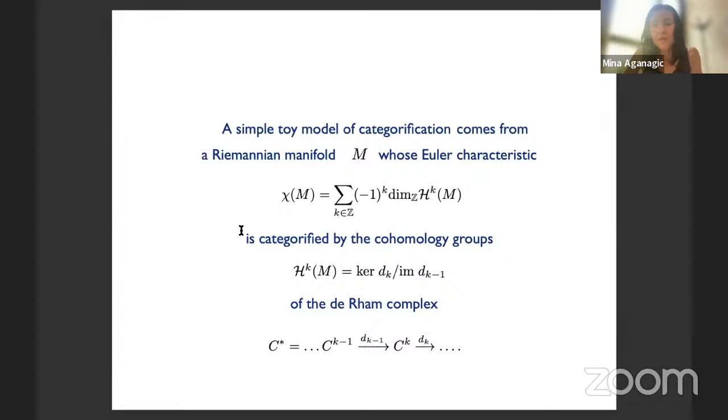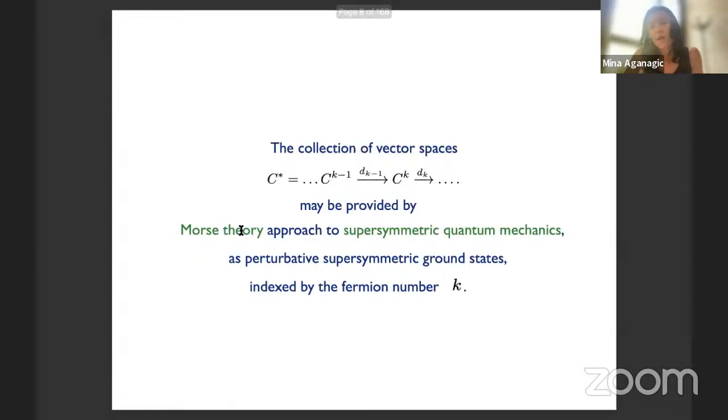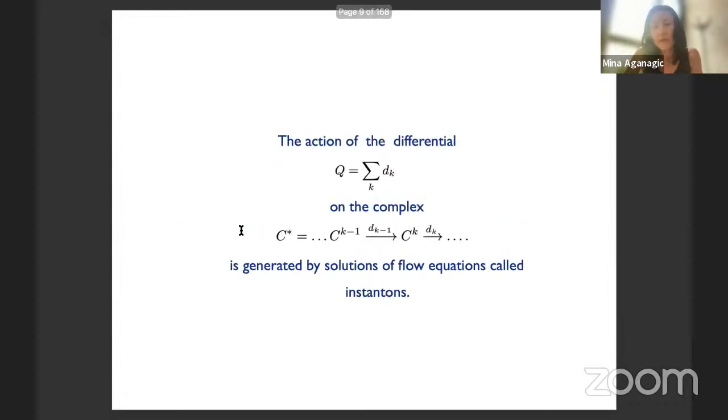A simple toy model of categorification comes from a Riemannian manifold M, whose Euler characteristic is categorified by the cohomology groups of the de Rham complex. From a physics perspective, the Euler characteristic is the partition function of supersymmetric quantum mechanics with our manifold M as a target space. The collection of vector spaces may be provided by Morse theory approach to supersymmetric quantum mechanics as perturbative supersymmetric ground states indexed by the fermion number. The action of the differential is generated by solutions to flow equations that physicists call instantons.